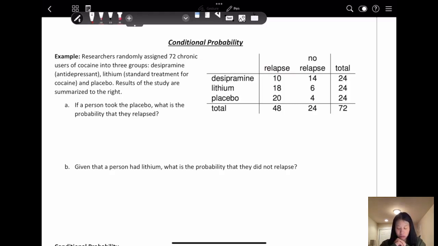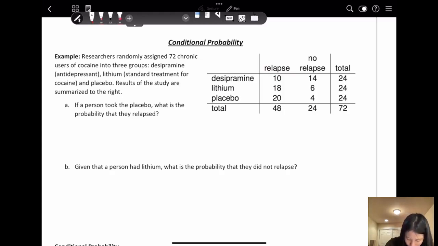So this is an example. A researcher randomly assigned 72 chronic users of cocaine into 3 groups: desipramine, an antidepressant medicine, lithium, which is the standard treatment for cocaine, and placebo. The results of the study are summarized to the right. If a person took placebo, what is the probability that they relapse?